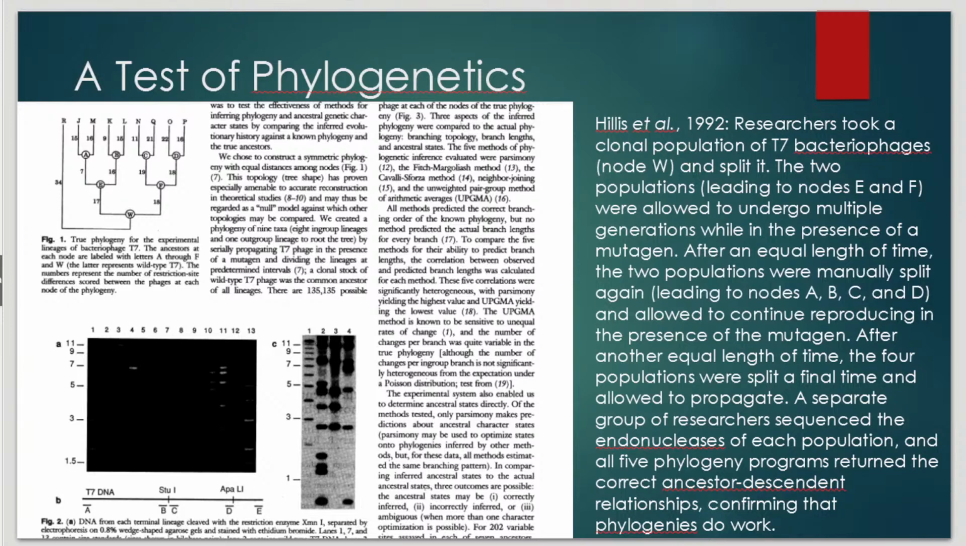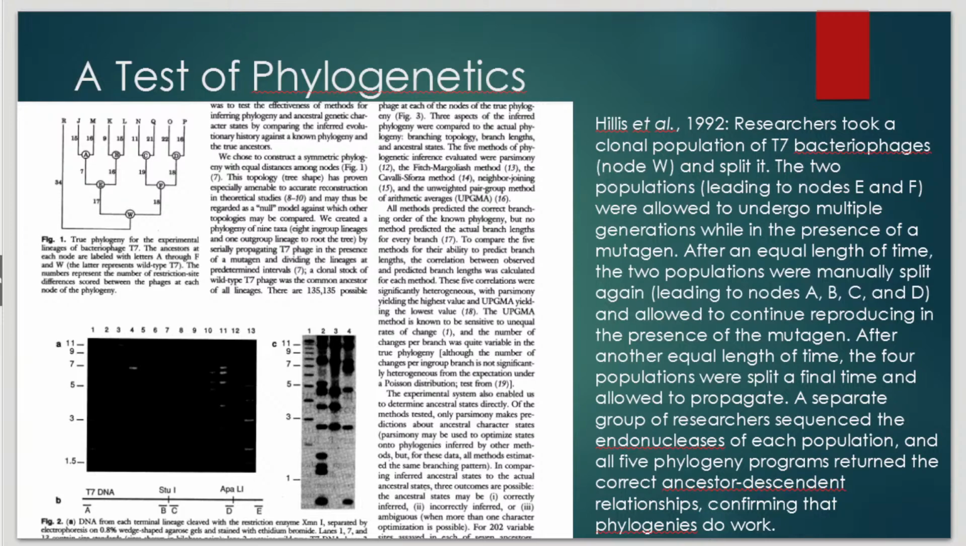What these researchers did was they took T7 bacteriophages, which are bacteria viruses, and grew them in the presence of a mutagen. So basically they induced higher mutation rates in these viruses, and they let them go for a time, then they split them, and let them continue to grow in the presence of this mutagen, and then split them again, and did that again. They did it several times, so what they produced was a nested hierarchy, because you had one population split, let them grow, split them again, let them grow, split them again. So you get this nested hierarchy.